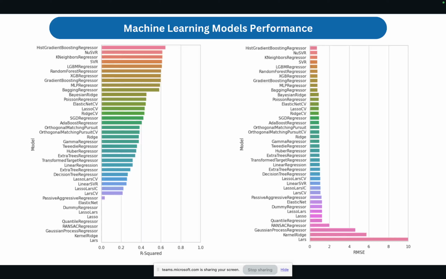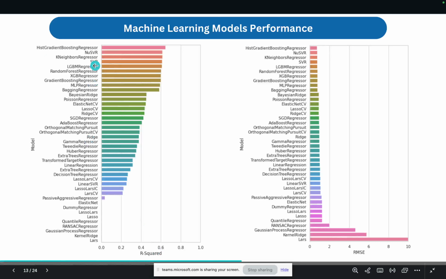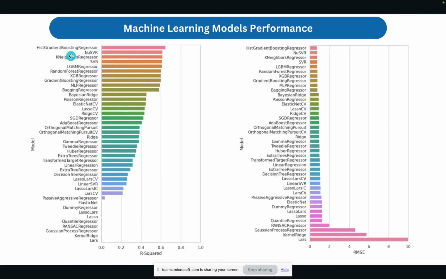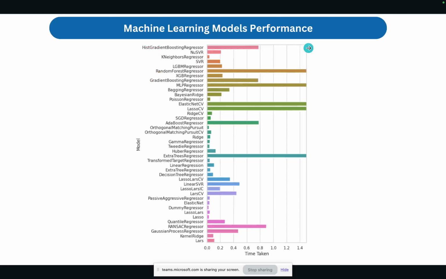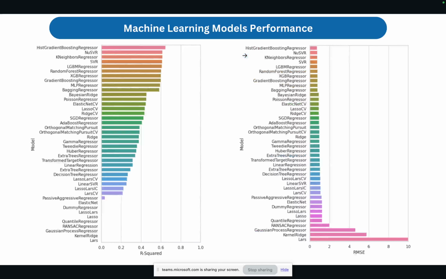So how do you determine whether a machine learning model is performing well? A machine learning model should have a higher R square, a lower RMSE, and a lesser time. Basically, the higher R square can be seen in the histogram gradient boosting regressor, and a lower RMSE as we can see, and the time is anywhere close to 1. So we can still consider that, considering the R square it is producing.